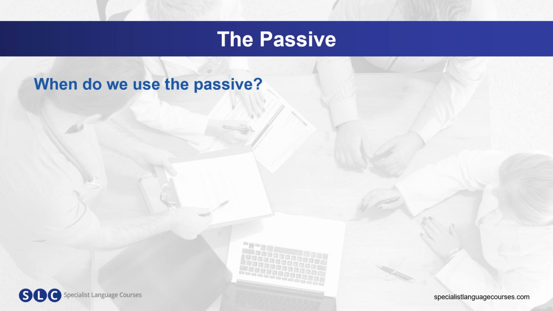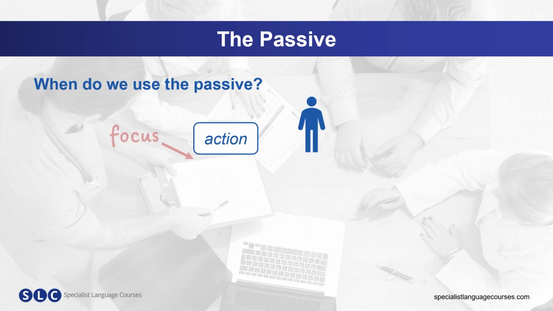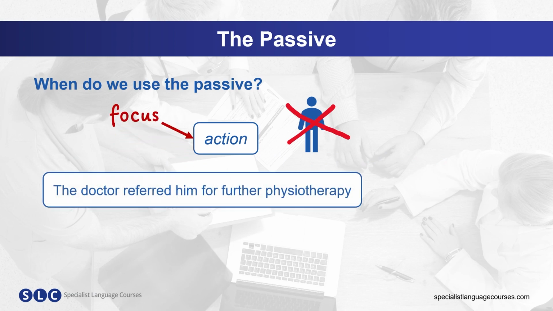When do we use the passive? So we use it when the event or the action is the main focus, not the person doing the action. Look at this sentence. The doctor referred him for further physiotherapy. This is an active sentence. It focuses on the doctor and their action.